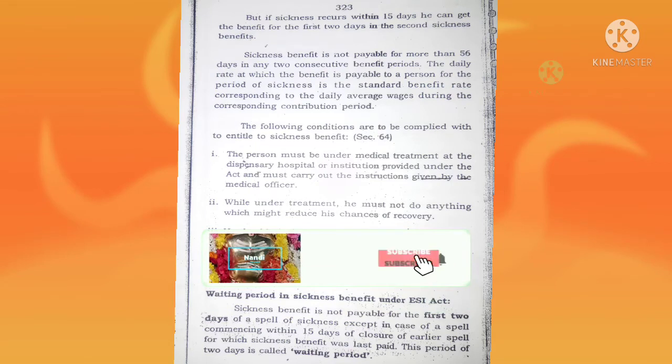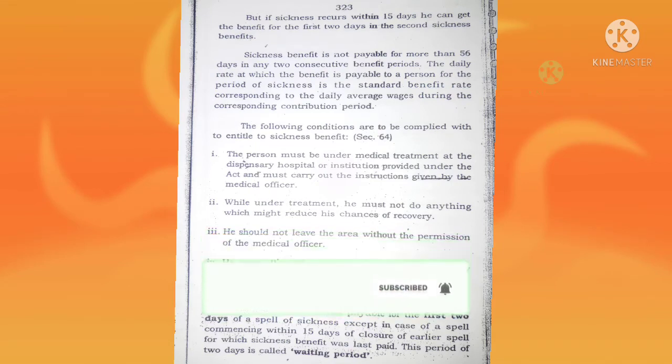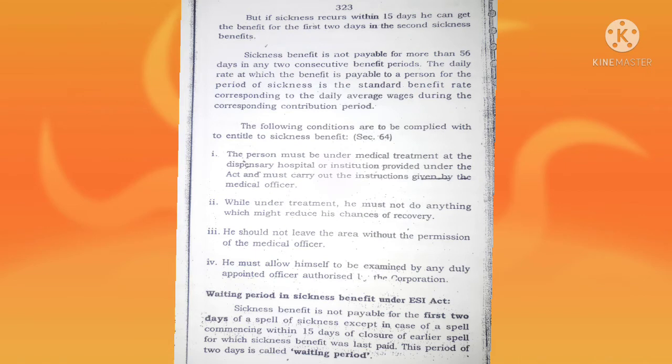The daily rate at which the benefit is payable to a person for the period of sickness is the standard benefit rate corresponding to the daily average wages during the corresponding contribution period. The following conditions are to be complied with to be entitled to sickness benefit. Section 64 defines like this. The person must be under medical treatment at the dispensary, hospital or institution provided under the Act, and must carry out the instructions given by the medical officer.